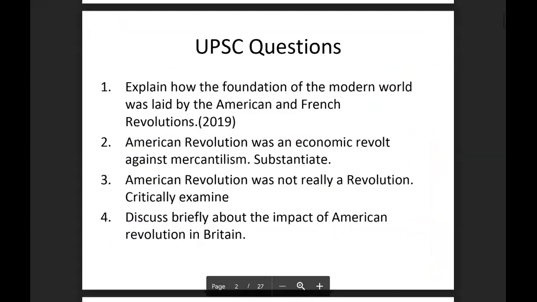First we'll see what were the previous year UPSC questions from the American Revolution topic. Explain how the foundation of the modern world was laid by the American and French revolutions. This was one question. Second one, the American Revolution was an economic revolt against mercantilism. Substantiate. The American Revolution was not really a revolution. Critically examine. Discuss briefly the impact of the American Revolution in Britain. These were some of the questions. I could not paste the entire question, but these were some of them.